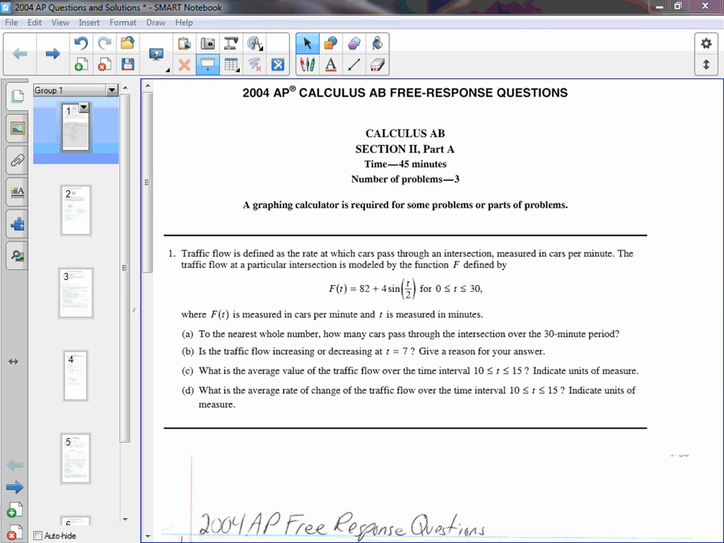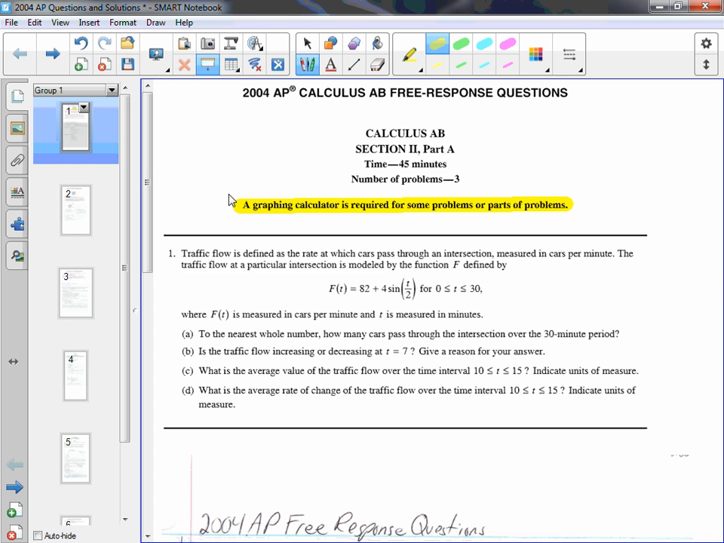All right, so capital F of t equals 82 plus 4 times the sine of t over 2 for the interval from 0 to 30, where capital F of t is measured in cars per minute and t is measured in minutes. All right, now it's important to notice a graphing calculator, it doesn't say is allowed, does it? Is required for some problems or parts of problems. That doesn't mean every single part you use your calculator. It means some parts you won't be able to answer without your calculator.